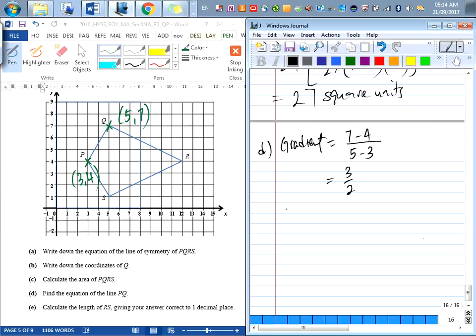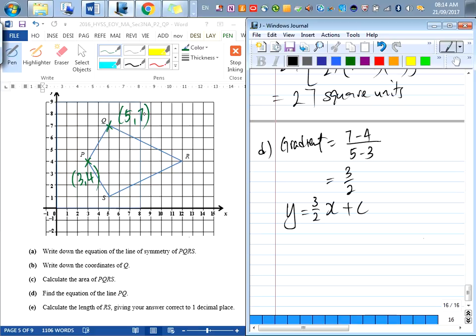Then the equation of a straight line is y equals to mx plus c. We already know the value of m. That is 3 over 2. Now I need to find out what c is. So what can I do? What should I do? Yes, substitute. Substitute what? I substitute coordinates. I substitute a pair of coordinates. A pair of coordinates has x and y coordinates.